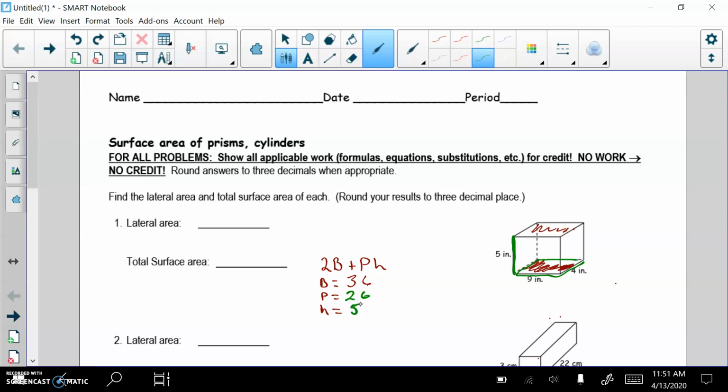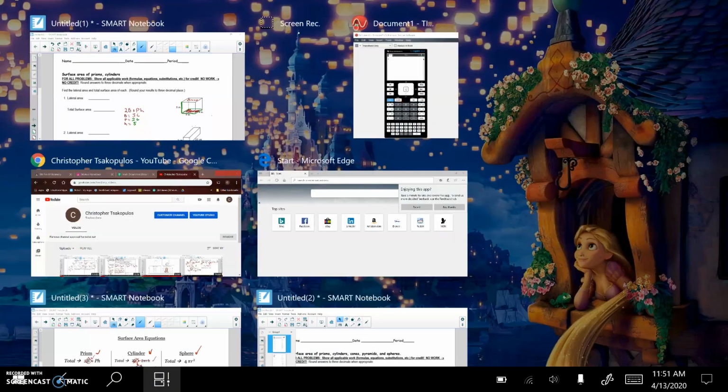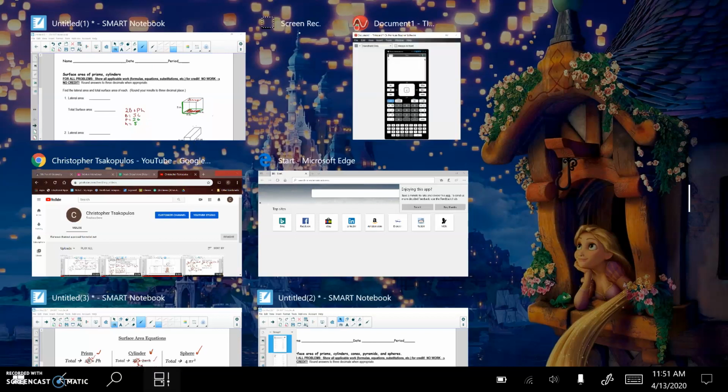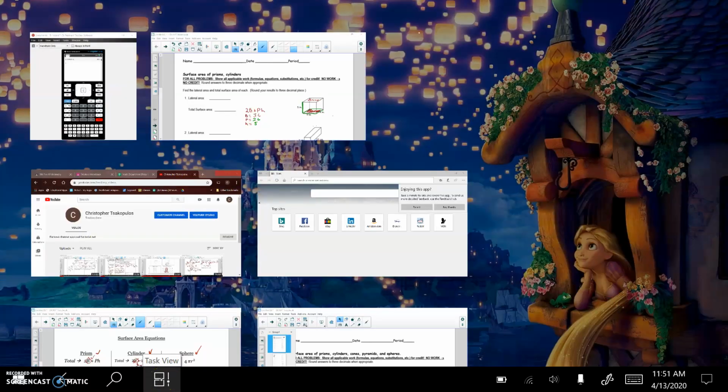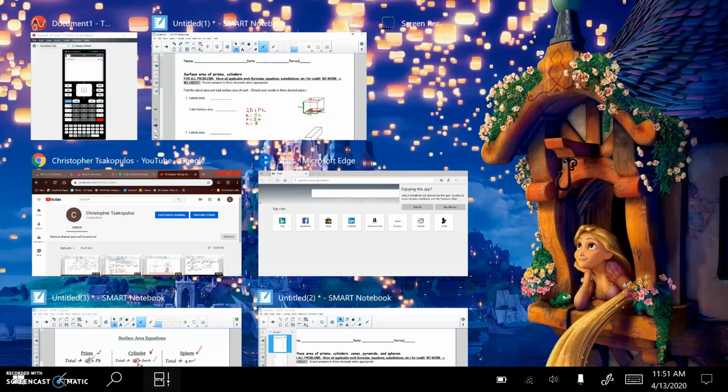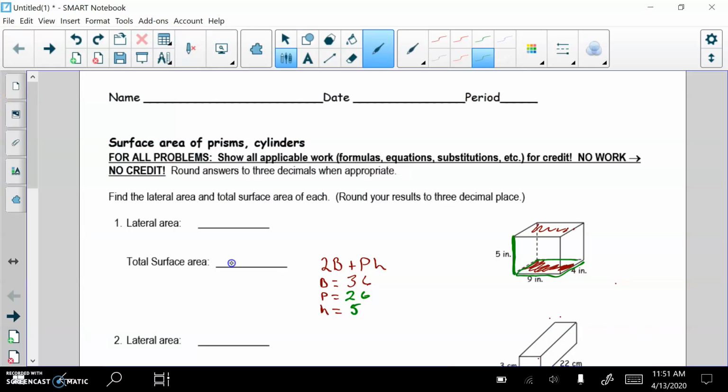Okay, so then I just pick up my calculator, and I do 2 times big B plus P times H. It really is that simple. 202. We're done. The total surface area of this prism is 202, and that would be in square inches. All right, lateral surface area.